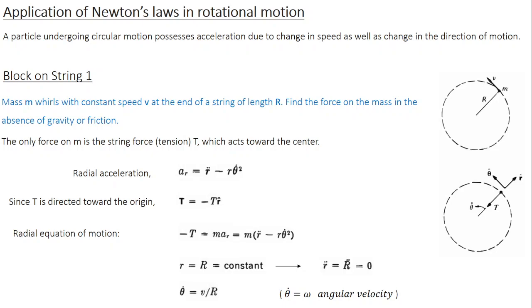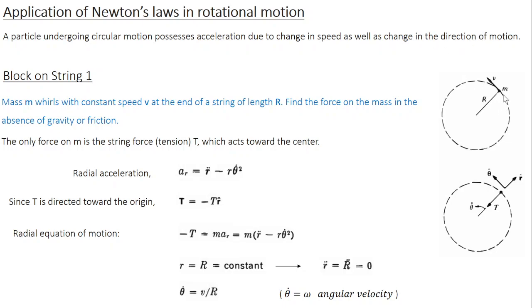acceleration, being the rate of change of velocity, will have two components. Velocity is a vector. It has both magnitude and direction. So you could have acceleration due to change in magnitude of the velocity or change in speed, as well as acceleration due to change in direction of motion.